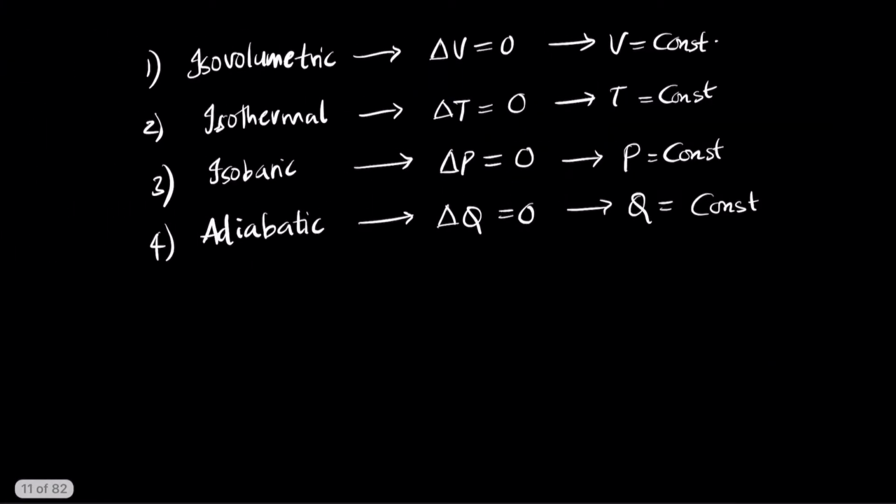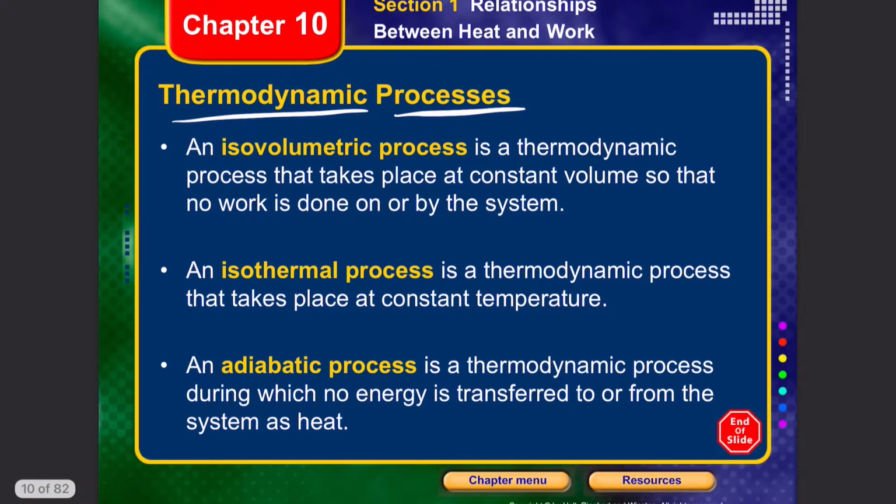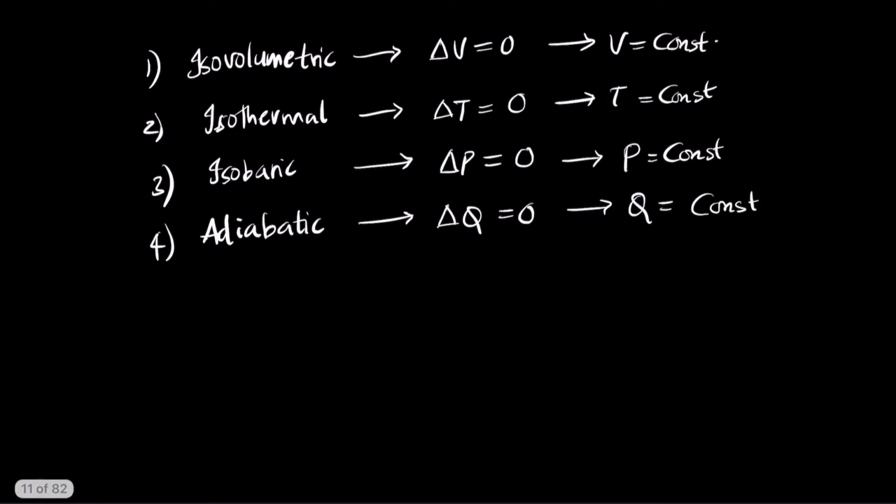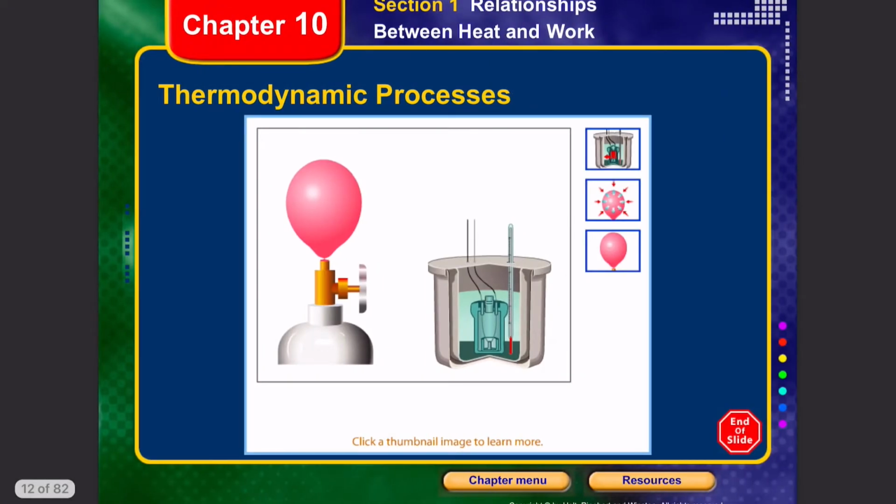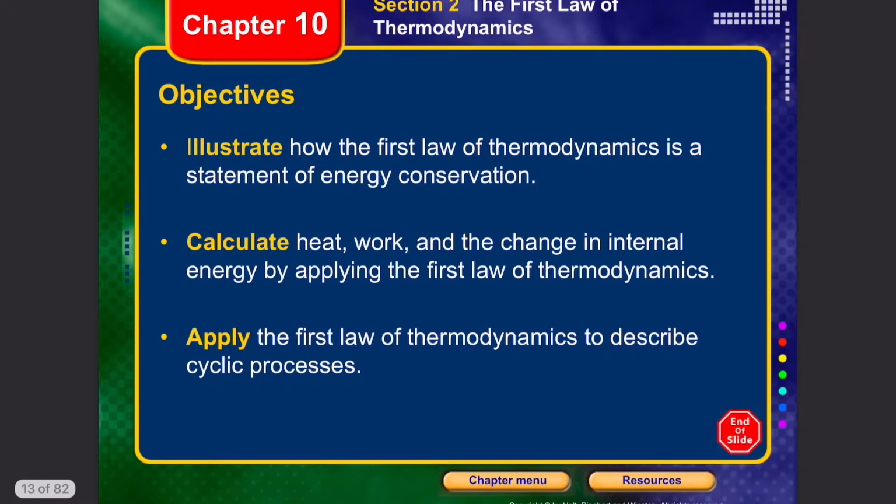So if a thermodynamic process takes place at a constant volume, let's look at each of these processes. If a process occurs at a constant volume, we call that isovolumetric. If it occurs at constant temperature, isothermal; constant pressure, isobaric; and constant heat, adiabatic. So those are the types of work done.